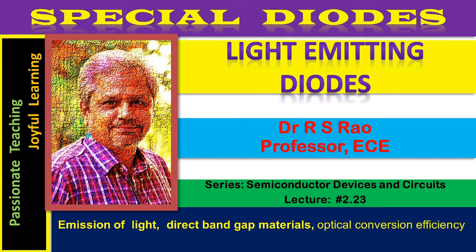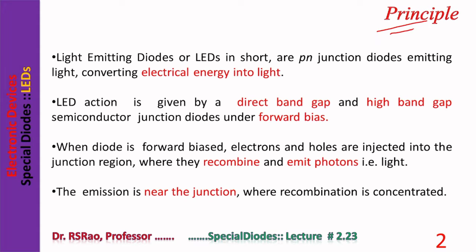With this small introduction, now let us move further to begin the core session. A few points regarding the principle of working of LEDs. Light emitting diodes, or LEDs in short, are PN junction diodes emitting light. They convert electrical energy into light. The input to LEDs is electrical energy and the output is light.